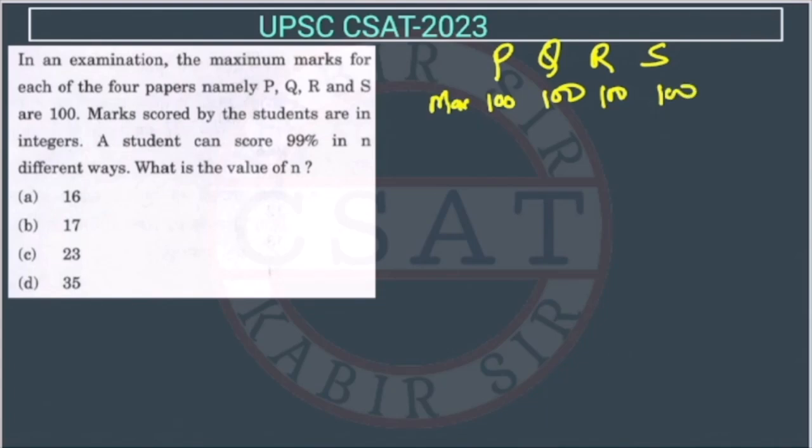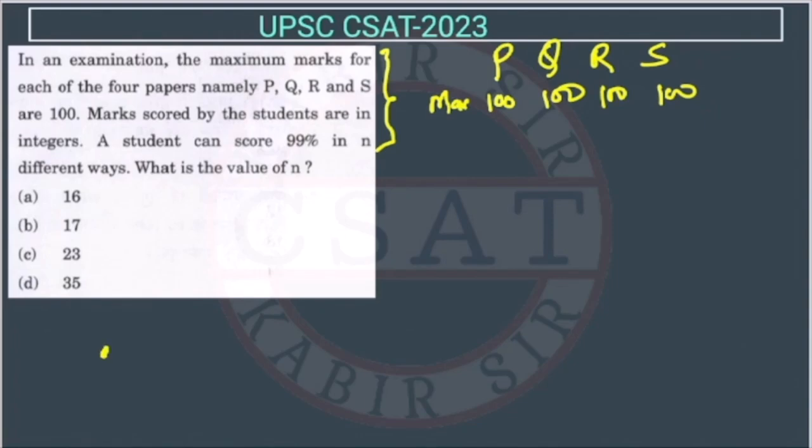A student can score 99% in n different ways. So what is the value of n? So how much is he scoring? First of all, this question is from permutation and combination, right? And I have seen that no coaching institute provided the correct answer for this question, and no one provided even the solution, right? So let's see how we will do it.